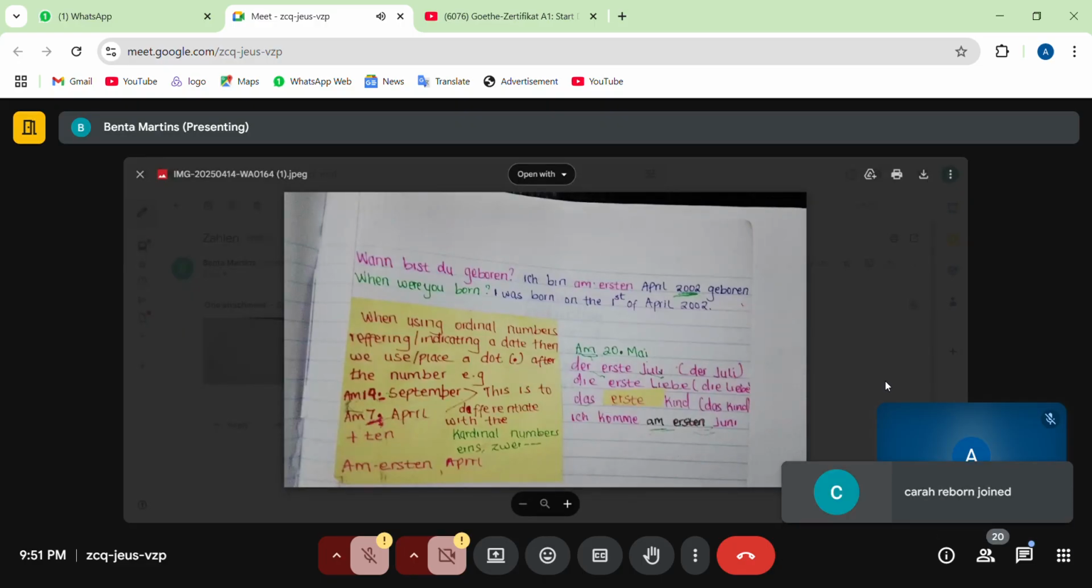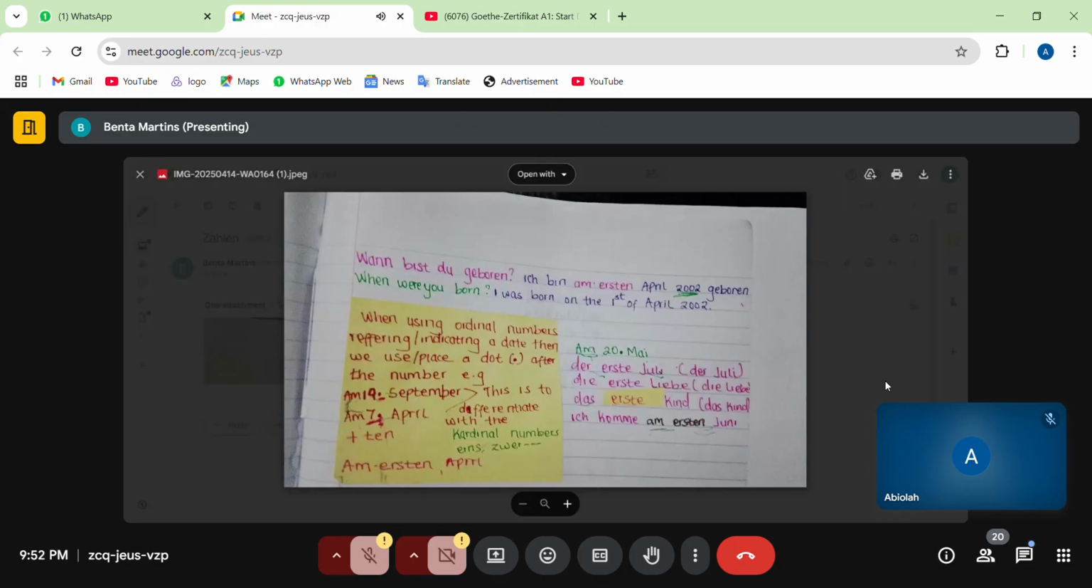We have points to note also. When using ordinal numbers to indicate a date, we place a dot after the number, like I showed you before. An example: 9. September. You place the dot after the number to show it's an ordinal number. Remember, you add an N at the end of te.